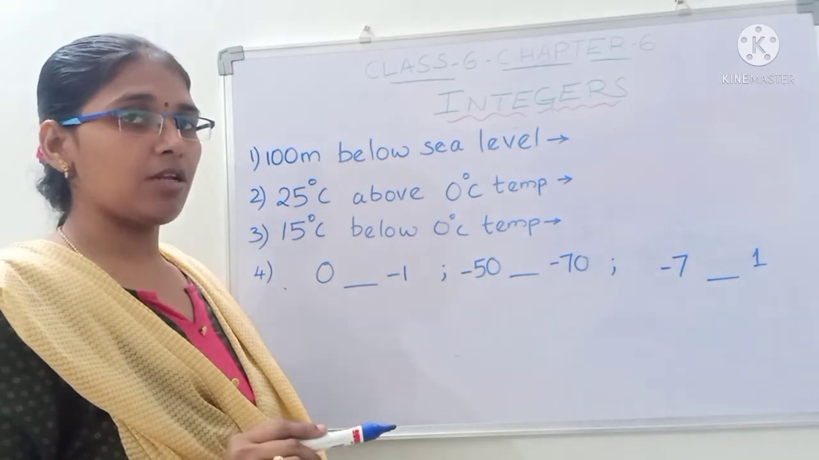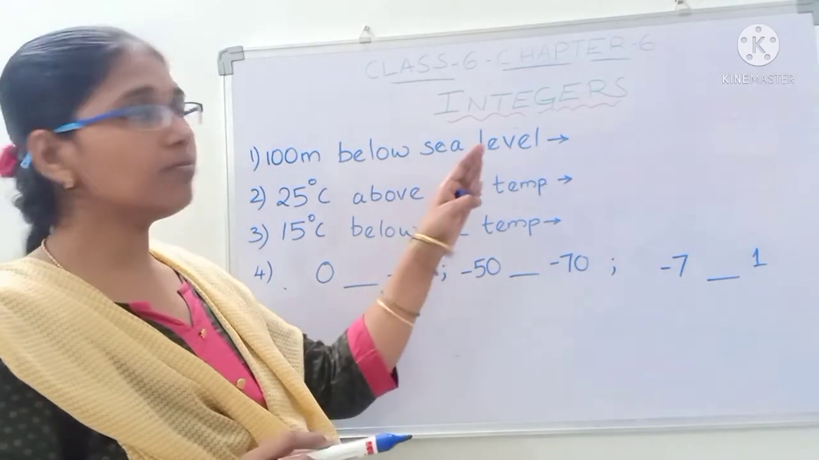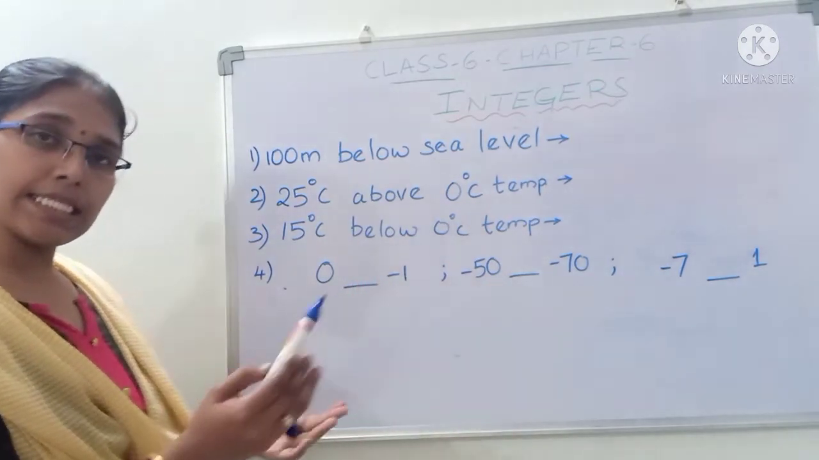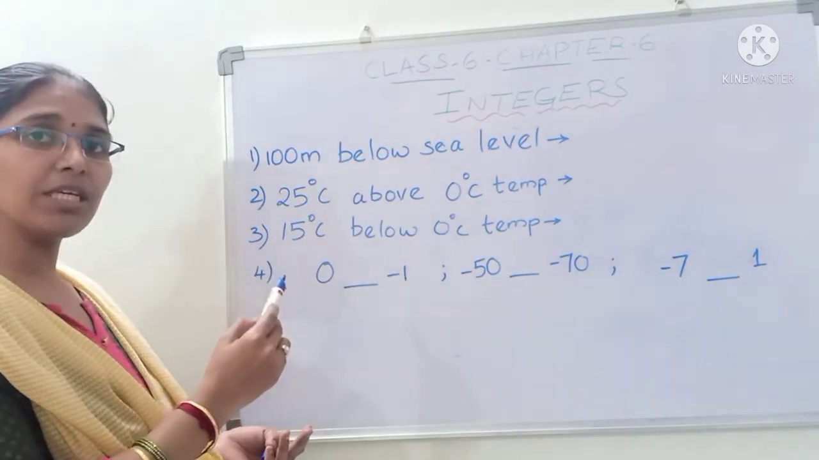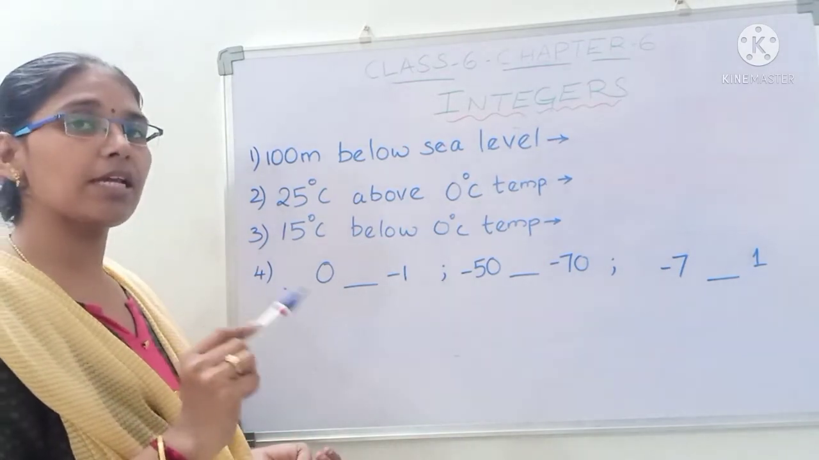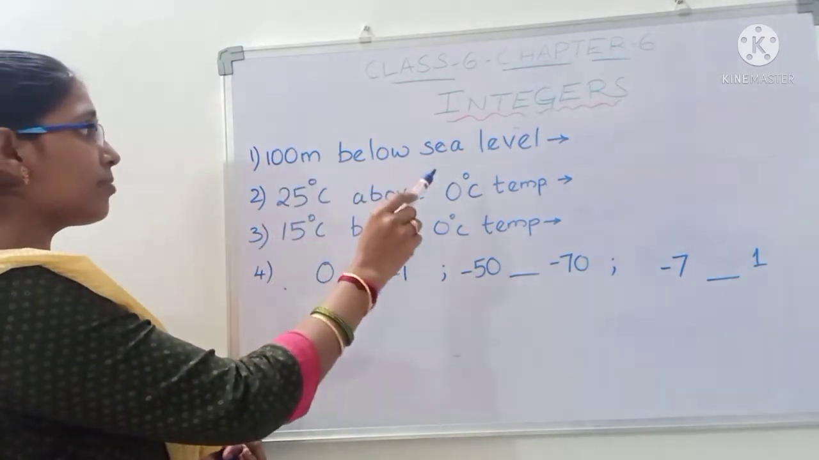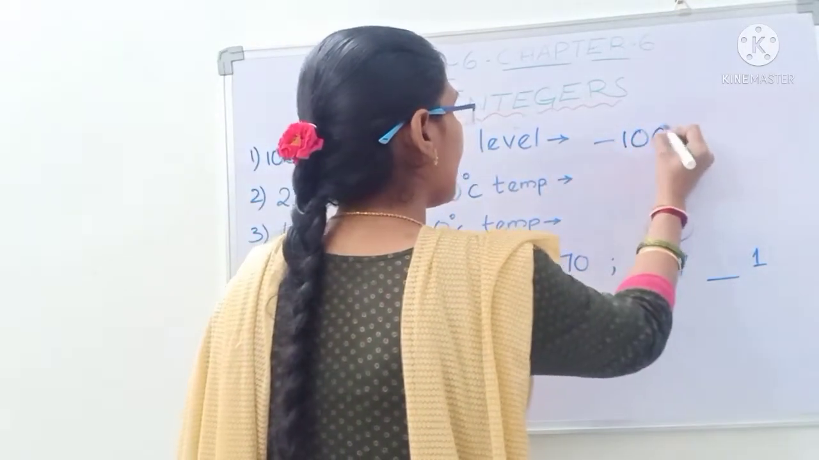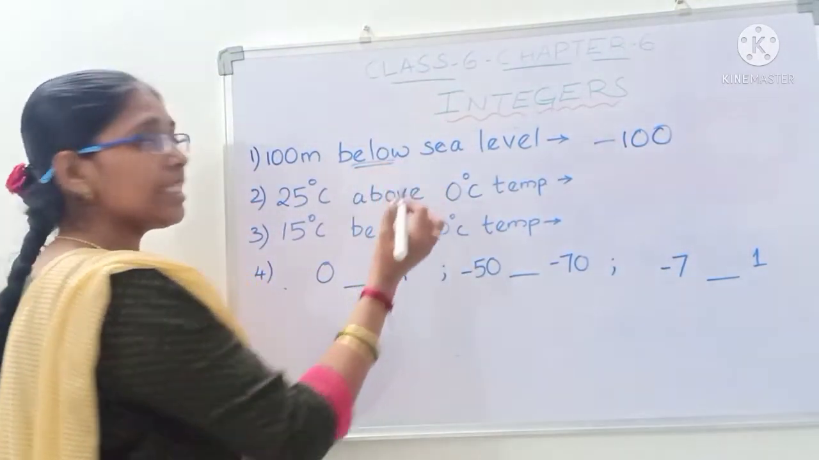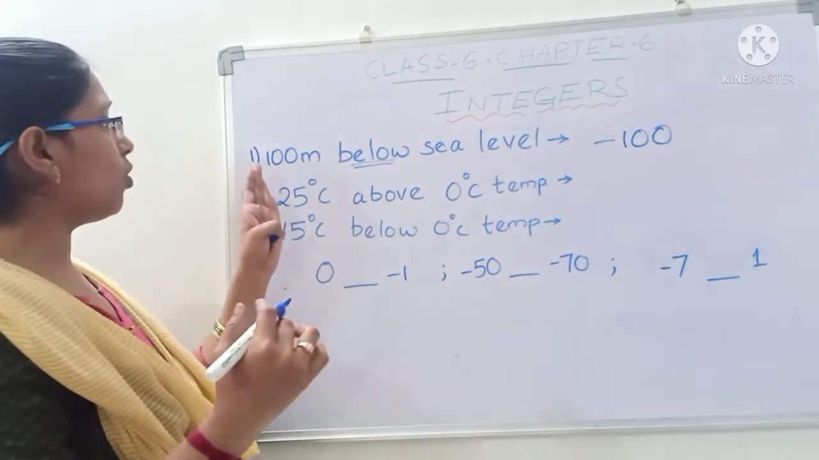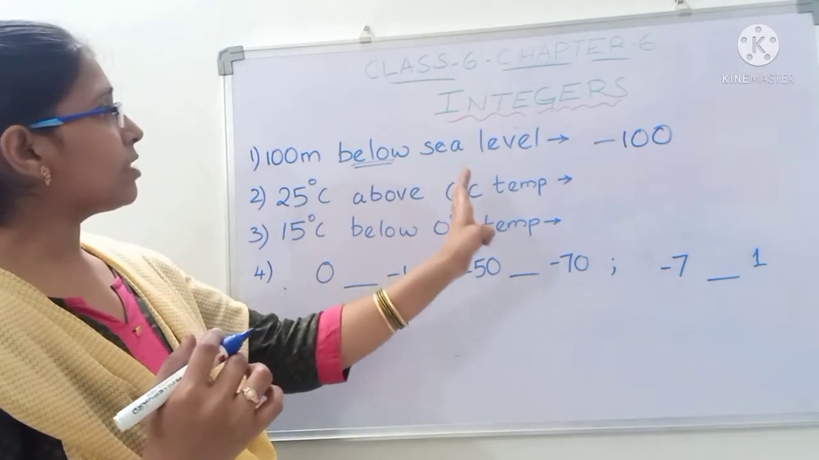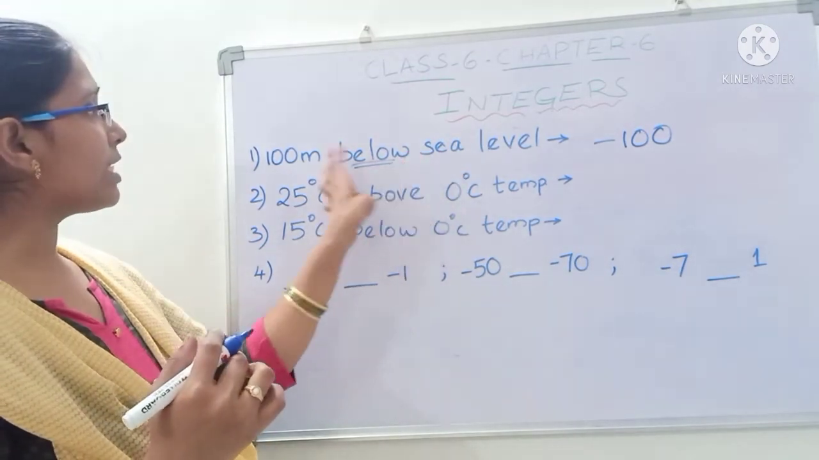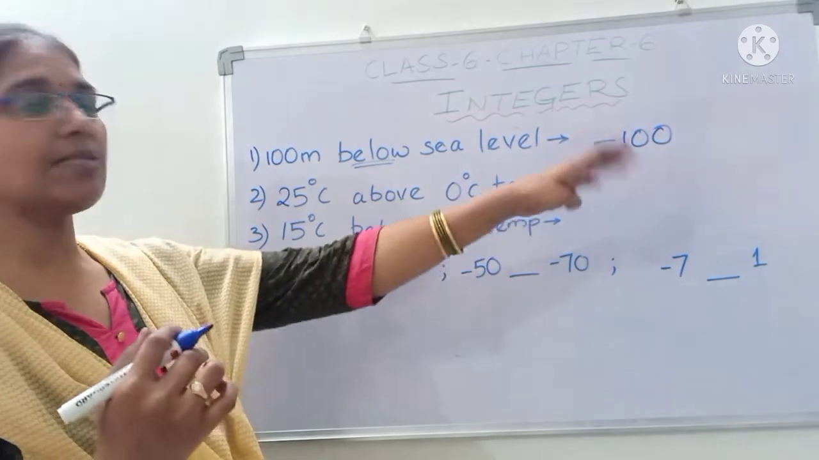Below sea level. Yes, correct. Assume sea level is just 0. Below, you are telling, that means less than 0. Less than 0 means you use the negative sign. Correct. So 100 meters below sea level means minus 100. Below means less than 0. So assume sea level as 0, and here it is given as 100 less than 0, that means minus 100.